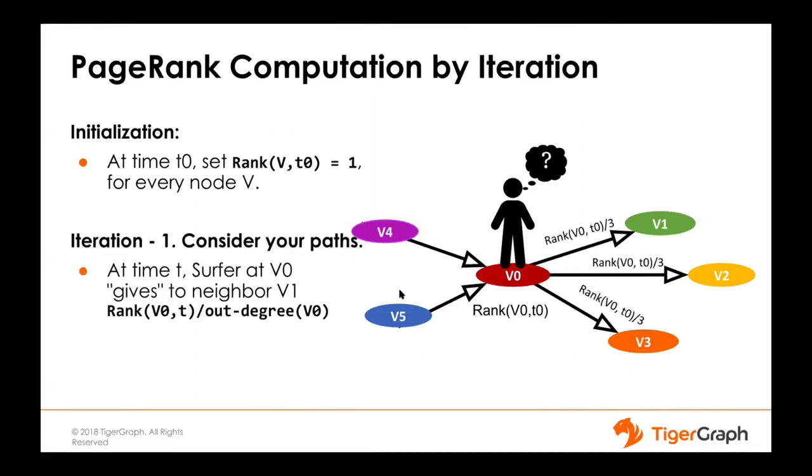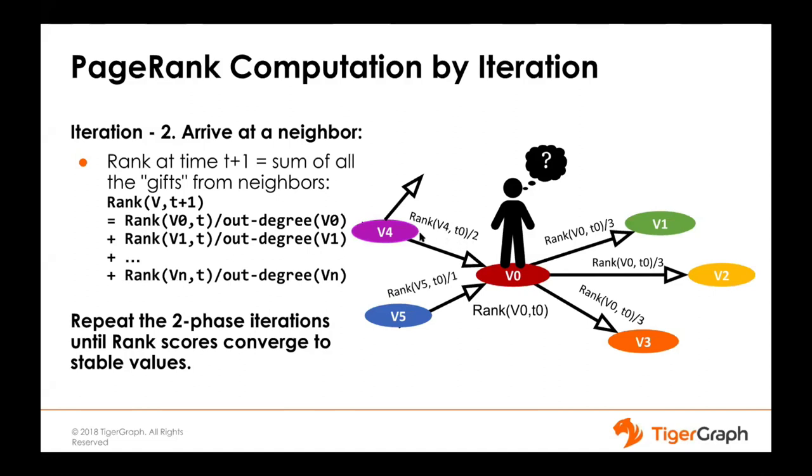Next, again, think about traveling to the neighbors. You take the current score of where you are, which at the first step is one. If it has three out neighbors, then we divide by three. So you send a score of one third, 0.333, to V1, V2, and V3. That's why I said the surfer at V0 gives to its neighbor V1 V0's score at that time divided by its out degree.